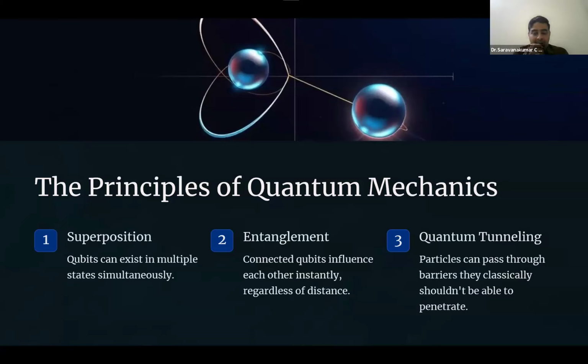And quantum tunneling. With respect to quantum tunneling, particles can pass through barriers. Generally, when you roll a small ball over a small bumpy area, the ball can reach the bump only until it has the energy.